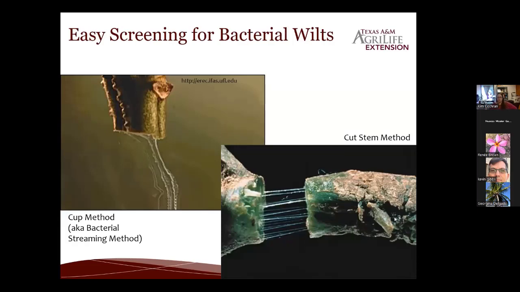All right, so if you have some samples and you've cut them lengthwise and you're still at a loss, another really easy way that you can check for bacterial wilts is, well, there's actually two ways. There's the cut stem method and the cup method.